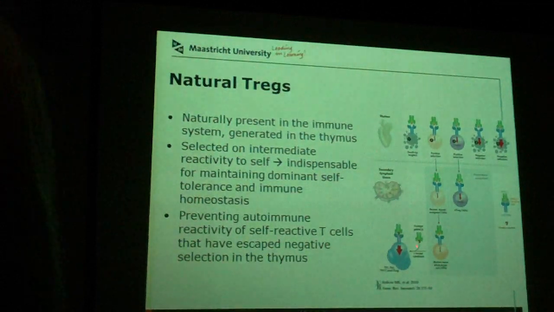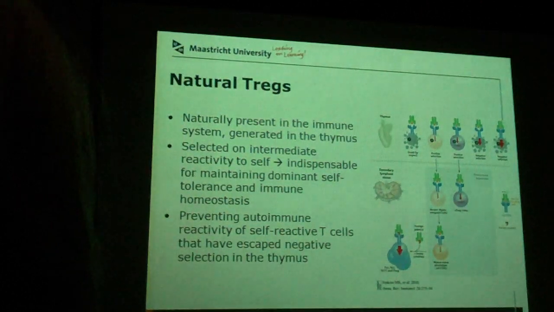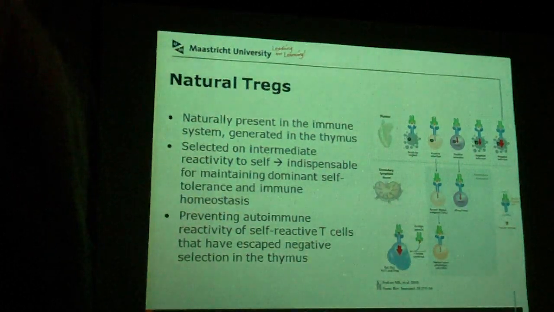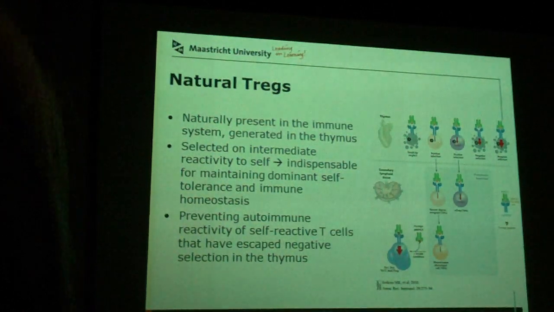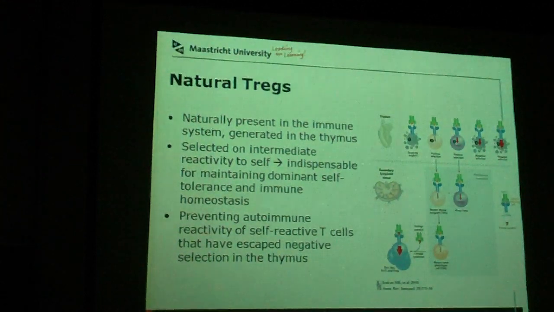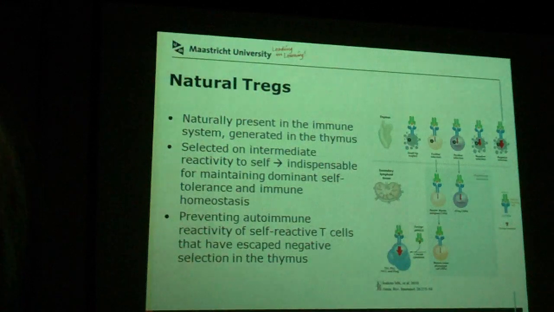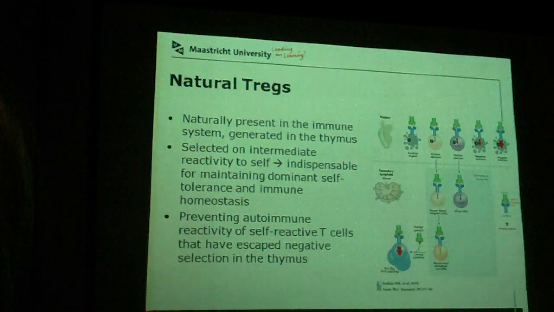They will develop further, and some of them will enter the periphery to defend our body against infections. But cells with intermediate affinity for self will be selected to become regulatory T cells in the thymus. So these natural regulatory T cells have a relatively high affinity for self antigens. And that's also why people believe that these are especially equipped to prevent responses to self antigens.